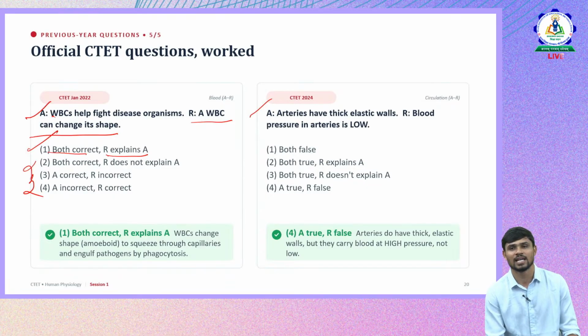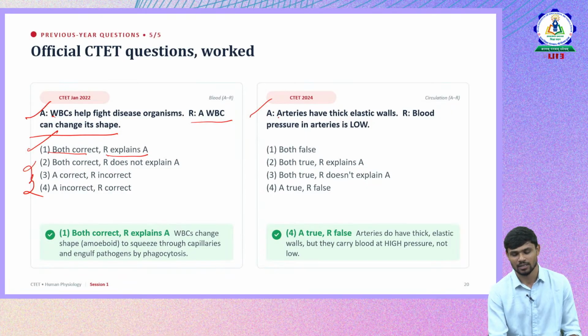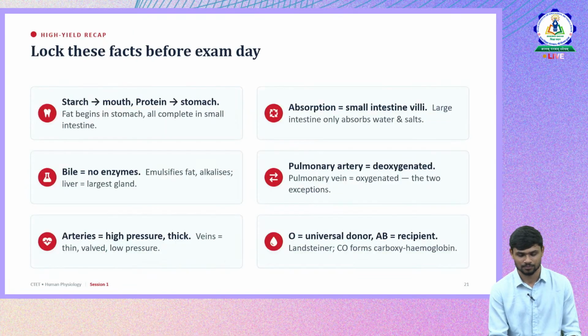Then next question from 2024. Arteries have thick elastic walls. The reason is blood pressure in arteries is low. They are saying there are thick elastic walls, but blood pressure is low. So it is wrong. Definitely arteries have thick elastic walls, but they have high blood pressure. So which one is right? Option 4 is right.